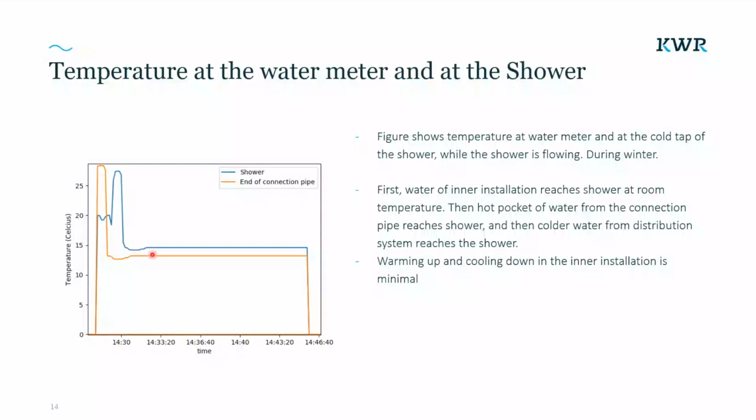And then the temperature we see after that is constant, because the water entering the connection line from the distribution net is constant, and the heating up is also constant. So at the shower, the temperature profile looks like the blue curve.